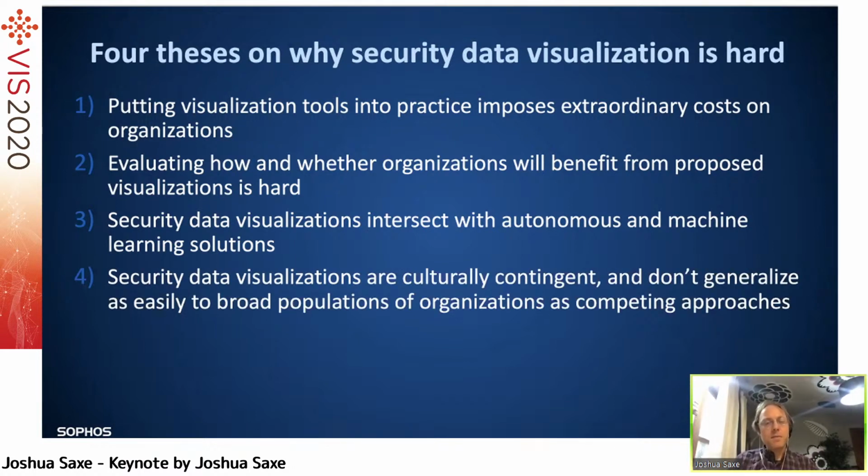And finally, security data visualization is just an inherently culturally contingent proposition. Visualization that will work for one organization may not work for others, depending on the priorities of the organization and the expertise they have in-house. And that's just different than shipping a machine learning malware detector, where systems like that can generally address the entire population of organizations in the world, assuming that we agree on what constitutes malware. It's just different when it comes to visualization, and that means that our addressable market of organizations when we propose an approach is constrained.